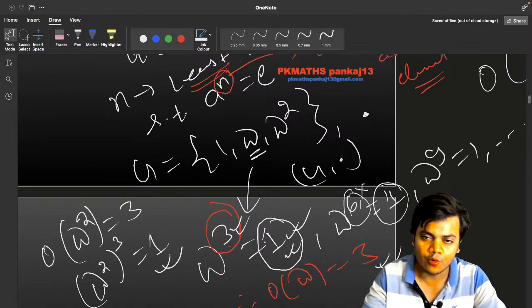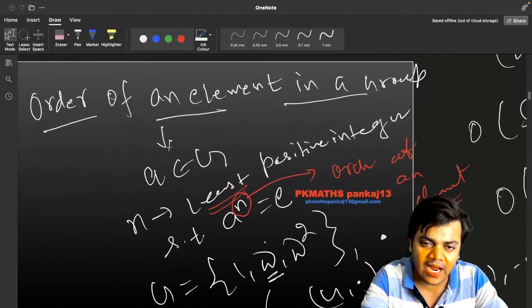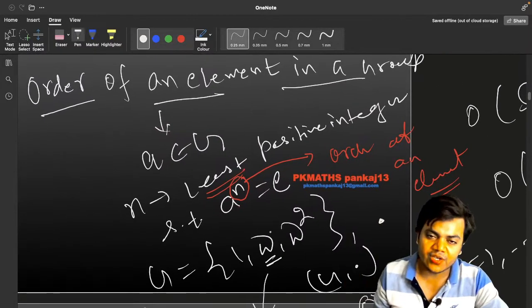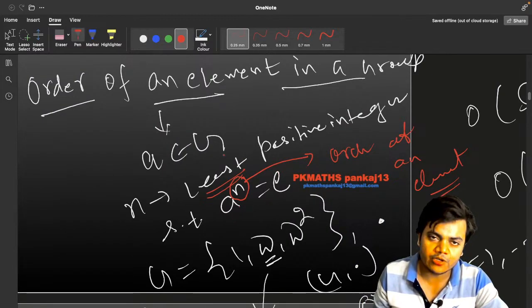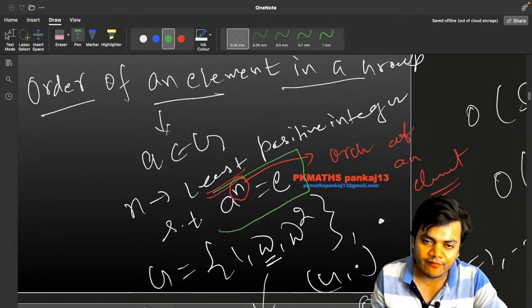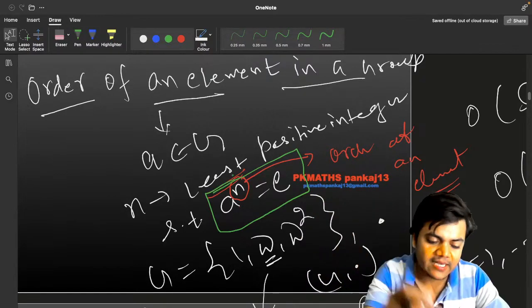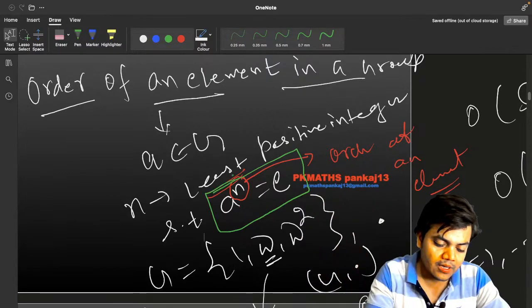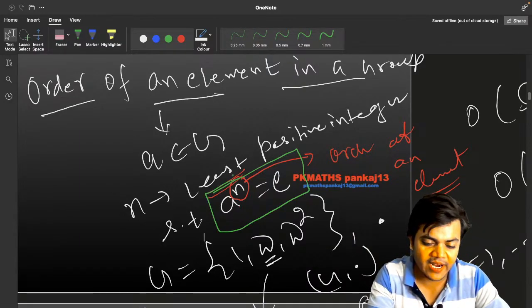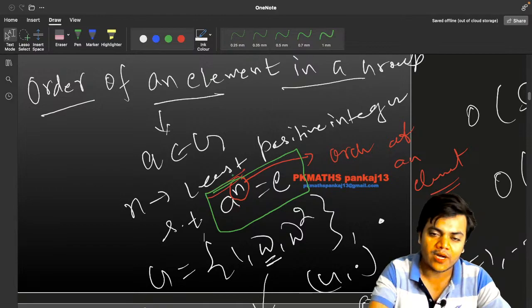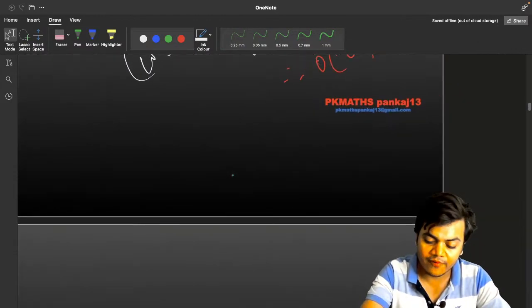So I hope you got it well, but I would like to say that जिसमें multiplication का sense रहता है उसमें हम लोग order of an element को a to the power n is equal to e के रूप में define करते हैं, but if the sense of binary operation is like addition, then in that case we used to define in a different manner. What is the manner, what is the way to define the order of element?